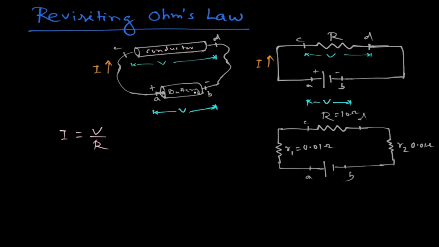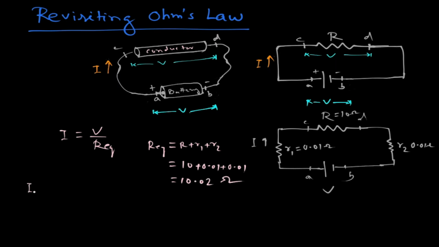Now let the current flowing be I. The current flowing through these resistances, through the circuit, is I, that is voltage V divided by R equivalent. This is R equivalent. Now what is R equivalent? R equivalent is equal to R plus R1 plus R2, that is equal to 10 plus 0.01 plus 0.01, that is equal to 10.02 ohm.